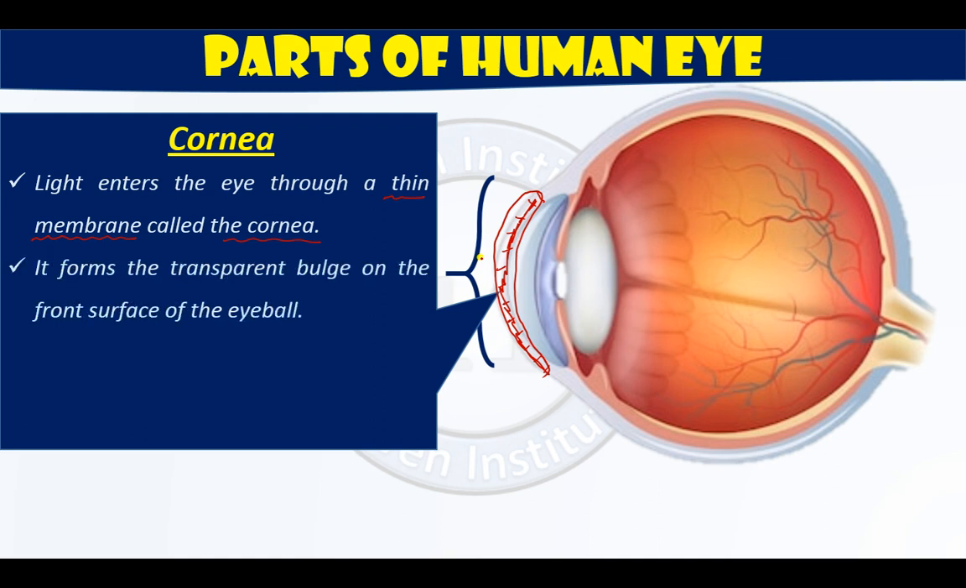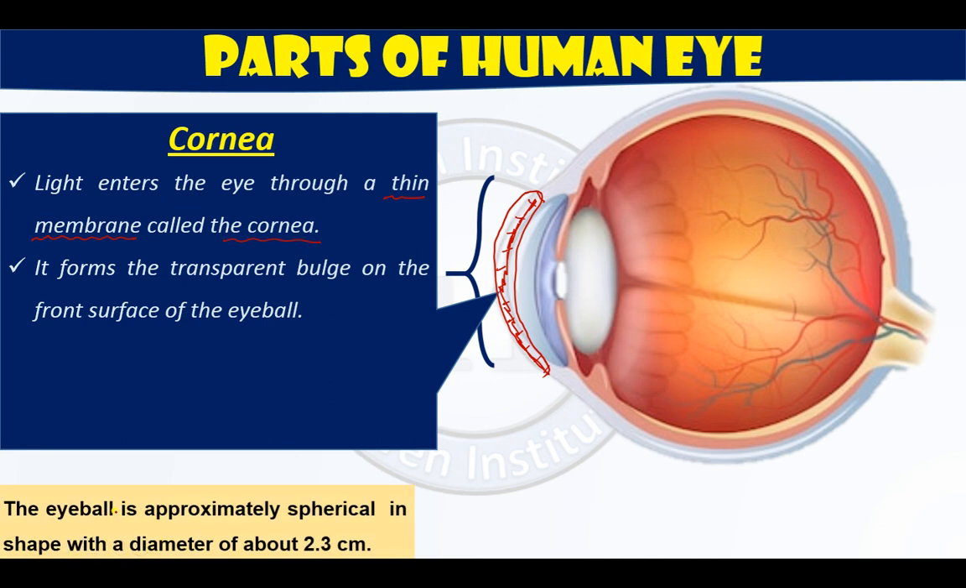It forms the transparent bulge on the front surface of the eyeball. Yes, I have mentioned this. This entire structure is known as the eyeball, and ahead of the eyeball there is a transparent bulge on the front surface, and that transparent bulge is nothing but the cornea. Talking about the eyeball, it is spherical in shape and has a diameter of approximately 2.3 centimeter.